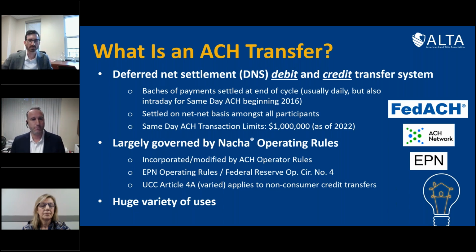Although FedACH processes most ACH payments, EPN handles nearly half of all commercial ACH payment transactions. ACH can operate as either a credit or a debit transfer system, and the NACHA operating rules provide for some different rules that govern each of those payment types. The main difference between ACH and other payment rails is that it operates on a deferred net settlement system. So what does that mean?